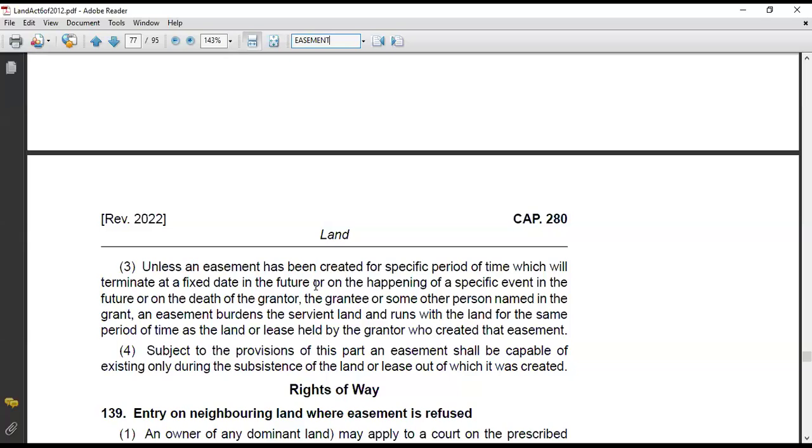Another specific event that can happen, it's not defined, I went and researched and came with this: destruction of dominant land. If the dominant land is destroyed or ceases to exist, the easement terminates, because the rights are attached to the land. Merger: if the dominant and servient land come under the same ownership, the easement will be extinguished and fall away, because it is a right over another person's land, but now the owner owns both lands.